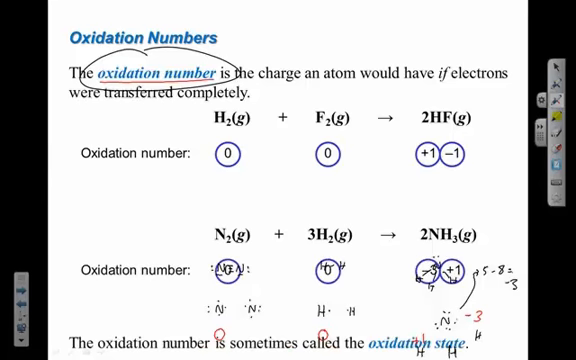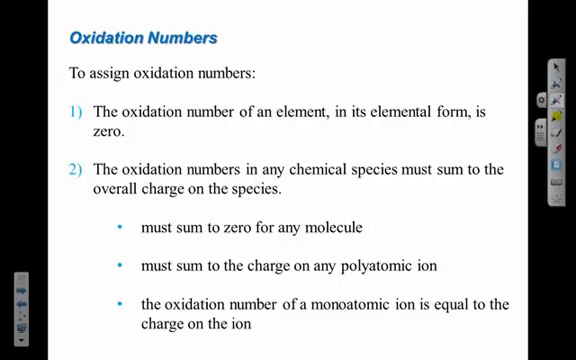Okay, so that's one method you can use. Another method, which the book focuses on a little bit more, is to memorize a bunch of rules. These rules are on the formula sheet. If you don't want to memorize them and you just want to learn how to apply them, that's fine. You can use that method.